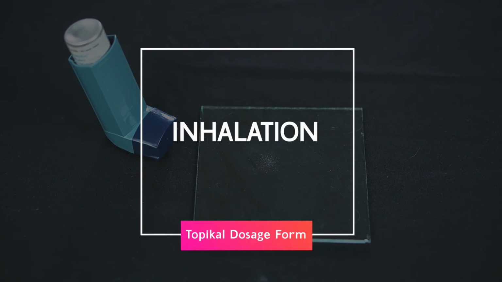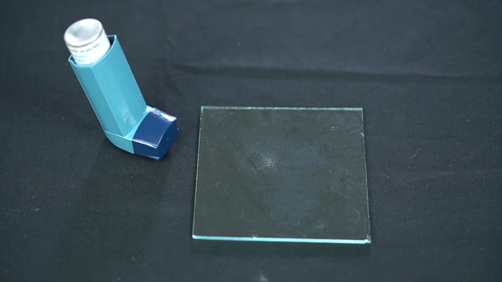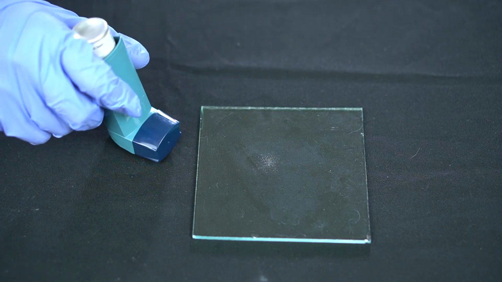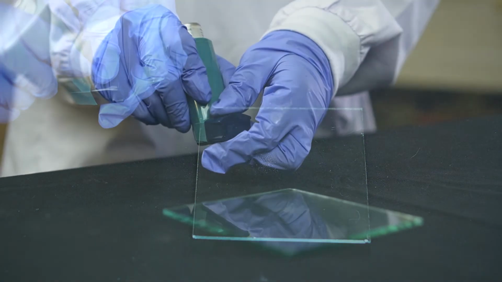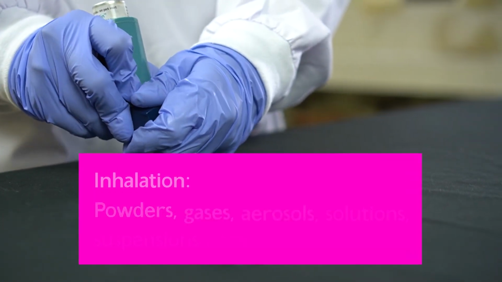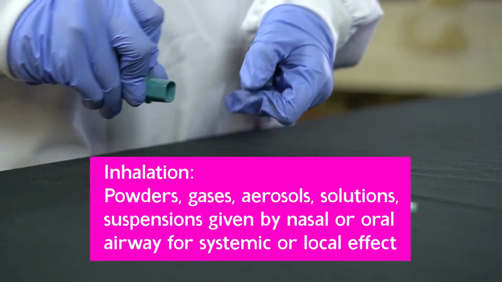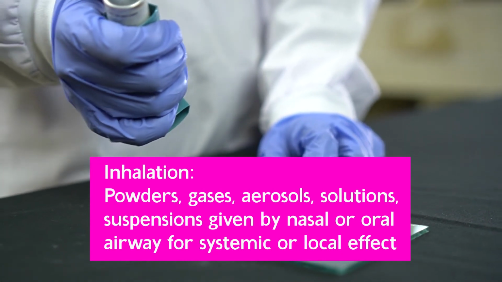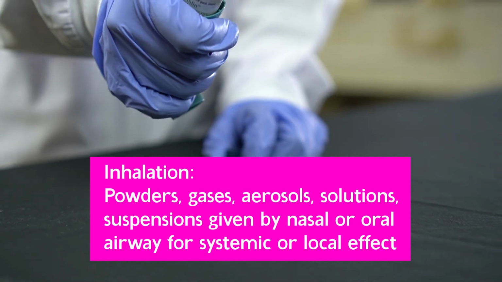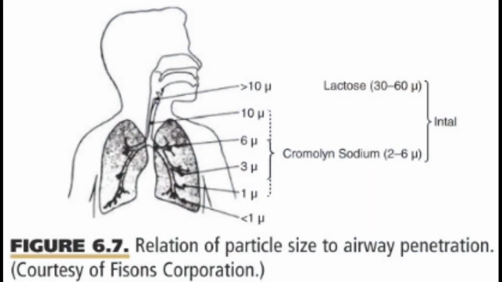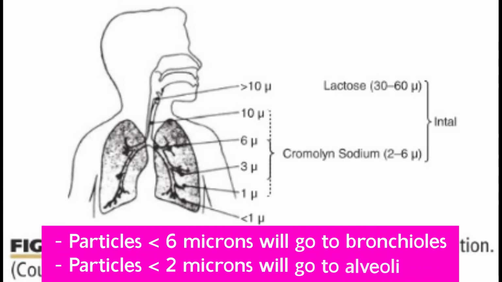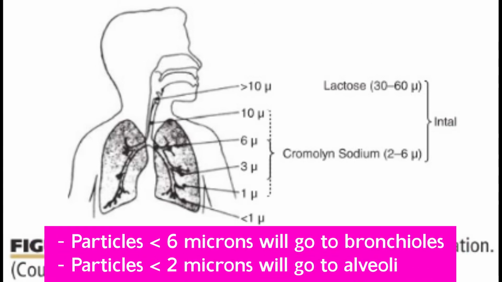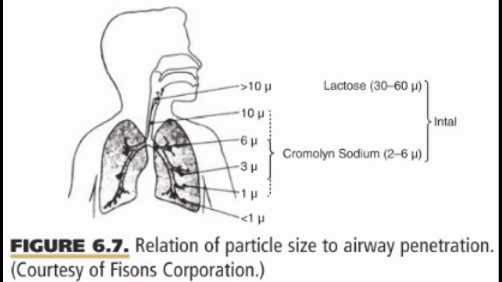Inhalation. As the name implies, inhalation is administered through the nasal passage or oral airways to achieve systemic or local effect. The preparation is in the form of powders, gases, aerosols, solutions, or suspensions containing one or more active substances. Aerosol is intended for inhalation therapy, as in the treatment of asthma or emphysema. Particles less than 6 microns will go to bronchioles, while particles less than 2 microns will go to alveoli.